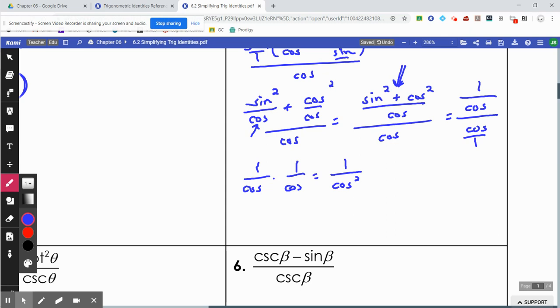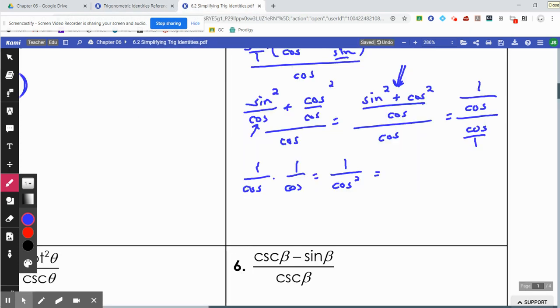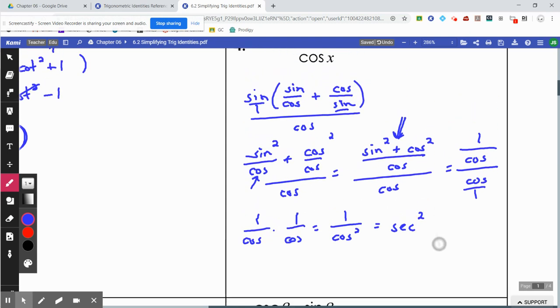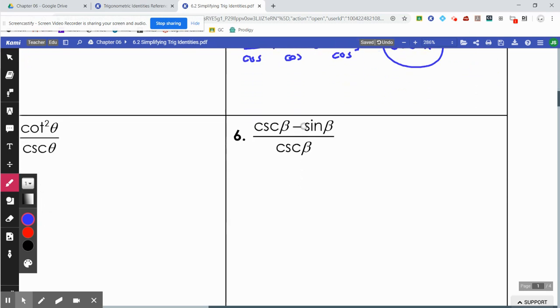And if we can at all help it, you could leave it like that, but to get rid of that fraction, let's go back to our reciprocals. 1 over cosine is equal to the secant, so we could actually rewrite the 1 over cosine as the secant squared. And now let's put our angle back in, which was just x. So that whole thing simplifies to secant squared x.